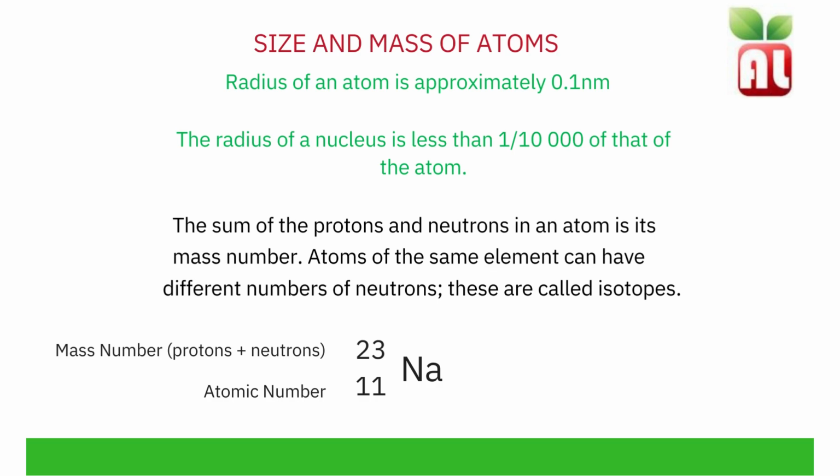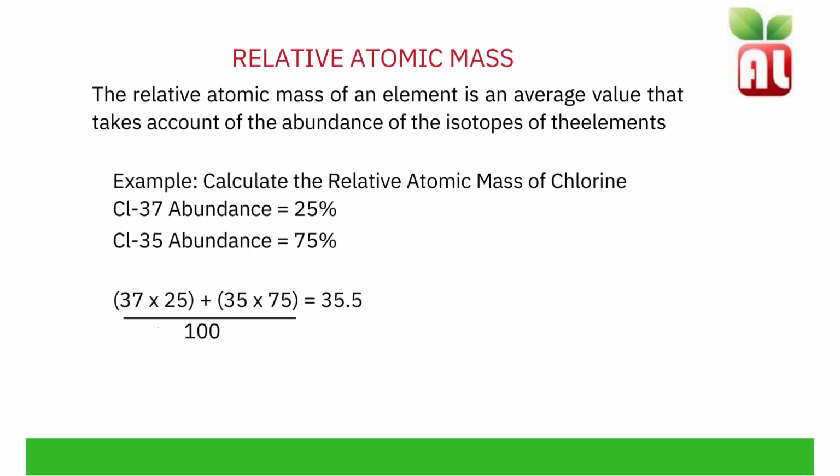The sum of the protons and neutrons in an atom is its mass number. Atoms of the same element can have different numbers of neutrons. These are called isotopes. Relative atomic mass. The relative atomic mass of an element is an average value that takes into account the abundance of the isotopes of the element. Abundance is how common that particular isotope is.